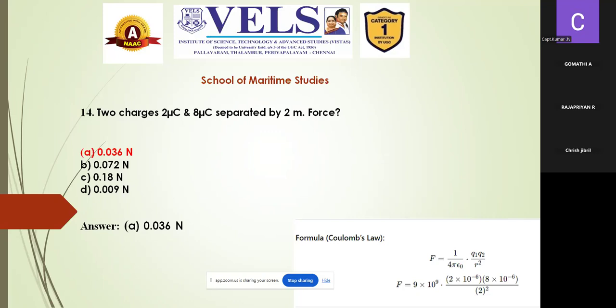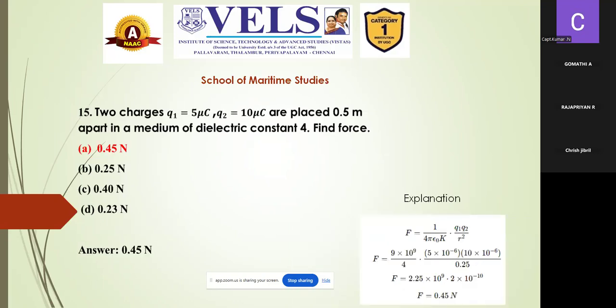So we are going to substitute these Q values and R is equal to 2 in the above equation. F is equal to 1 by 4 pi epsilon naught, whose value is 9 into 10 power 9. So 9 into 10 power 9 into 2 into 10 power minus 6 into 8 into 10 power minus 6 divided by 2 square, R is equal to 2, so 2 square is 4. If we solve this equation, finally we get the result 0.036 Newton. This is the answer.